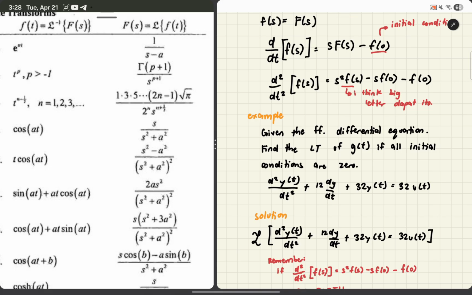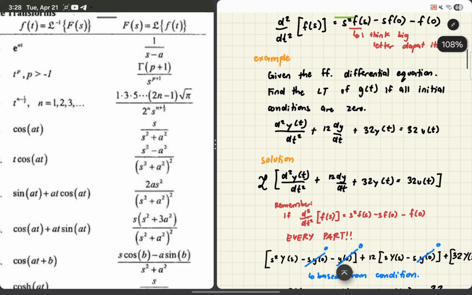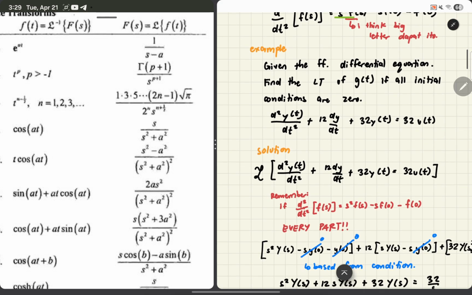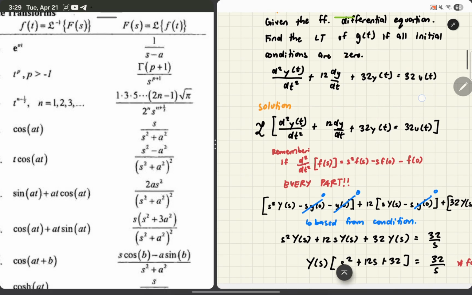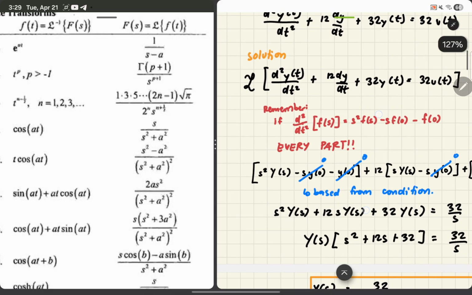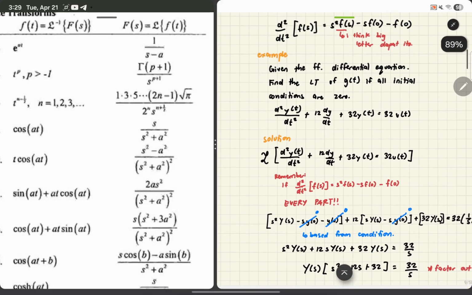Let's apply it so that we can better understand it. For example, given the following differential equation, find the Laplace transform of y of t if all initial conditions are 0. Our initial condition is f of 0, and it's considered as the initial conditions. For this example, we have d squared y of t over dt squared. Based on our linearity property, we are going to Laplace transform each term. Therefore, it's going to be a long solution.